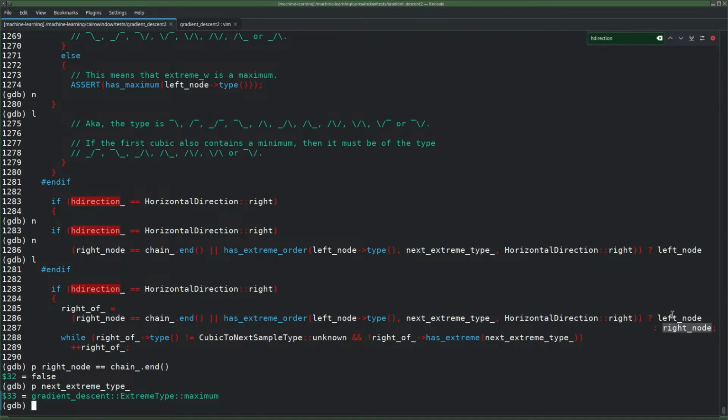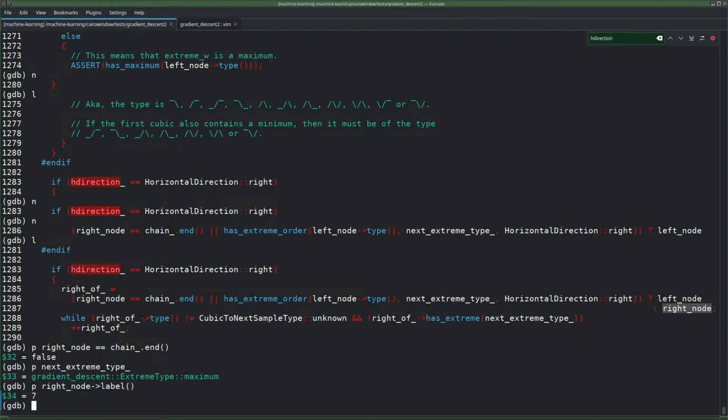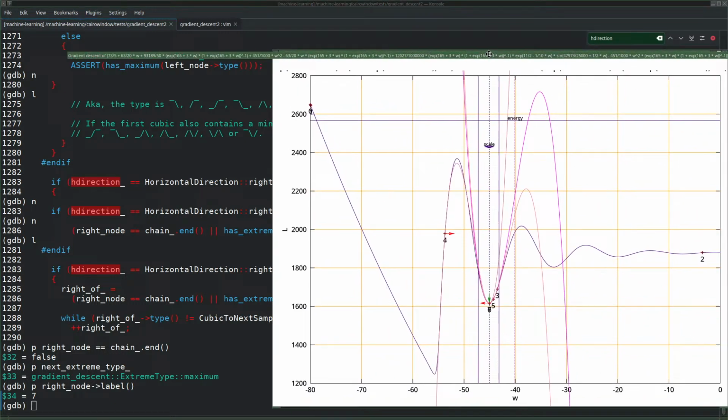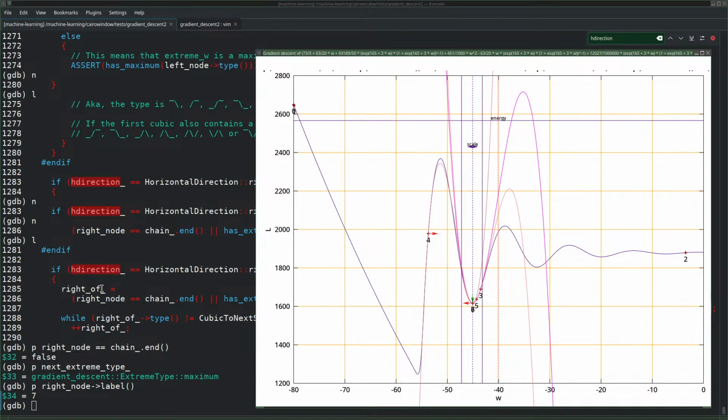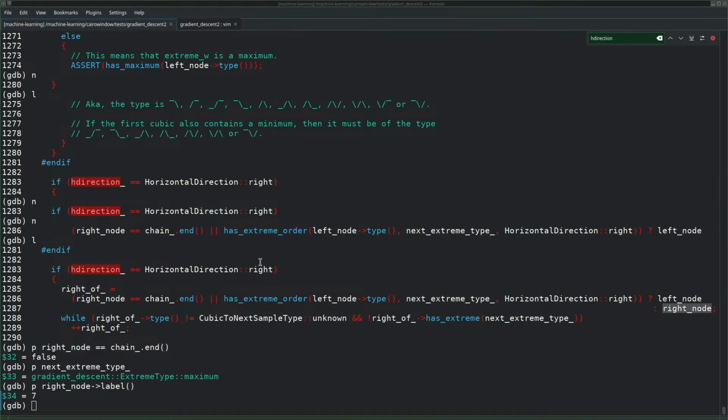So right off must be set to right node, and right node was seven. And that is correct. So right off is set to 7. And then at the moment we return from this function, it's back to 4 again. What? So strange.